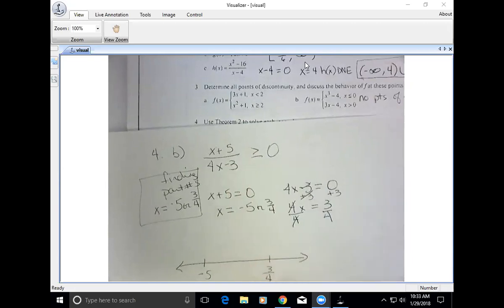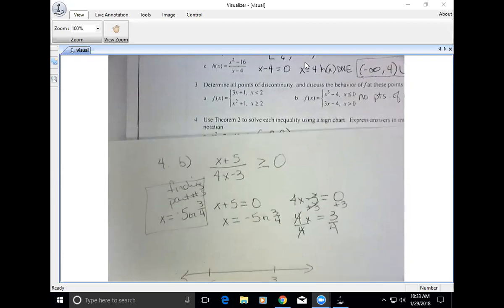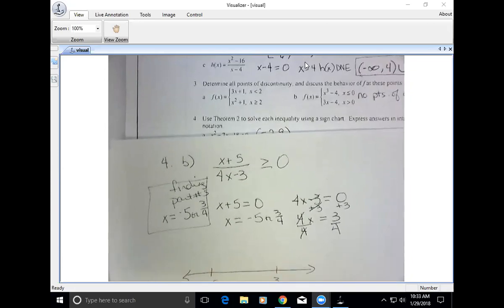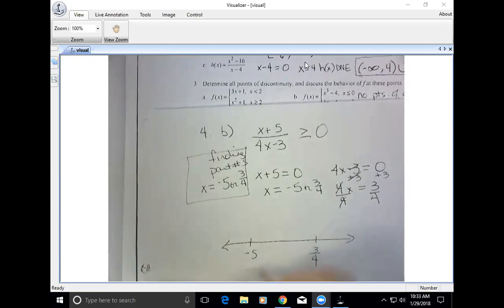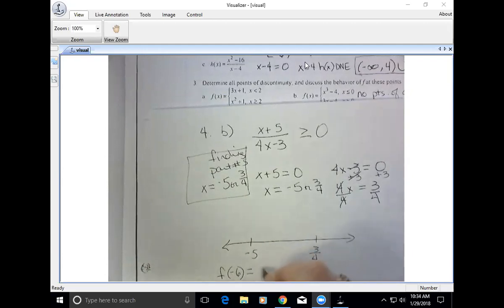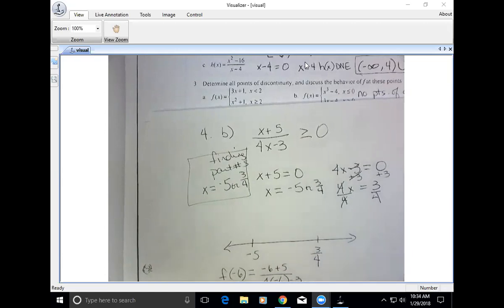I know both of these points actually give me 0, so I'm going to need to see if it's in between, or it might be this way. I don't know. All right, let's find out. So pick something to the left of -5. Let's see what f of -6 is. If I plug -6 in for x in this original function, it would look like -6 plus 5 over 4 times -6 minus 3.